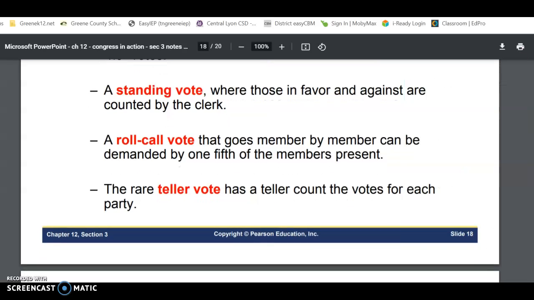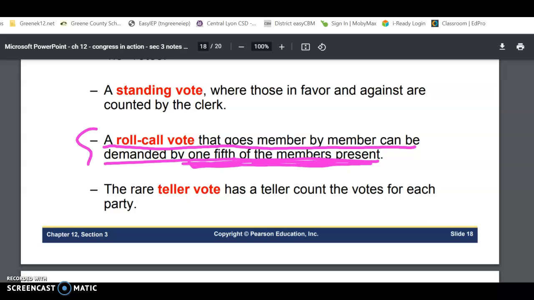A roll call vote is pretty common. It goes member by member, and can be demanded by 1/5 of the members present. So it means that they'll call a member's name and that member must say yay or nay. And they do that for every member in the House. But the only way for a roll call vote to happen is that it has to be demanded by 1/5 of the members that are present. So if 1/5 of those members don't agree to a roll call vote, then the roll call vote doesn't happen.